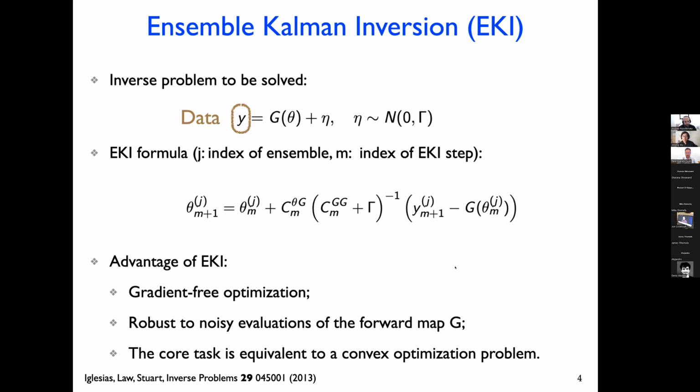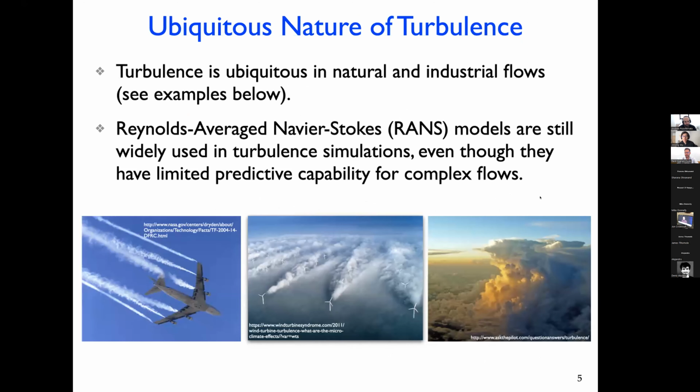So one of the examples that we started before is turbulence modeling. So turbulence is ubiquitous in natural and industrial flows, such as the examples that we presented at the bottom. And for turbulence modeling, Reynolds-averaged Navier-Stokes, RANS, models are still widely used in turbulence simulations, even though they have limited predictive capability for complex flows.